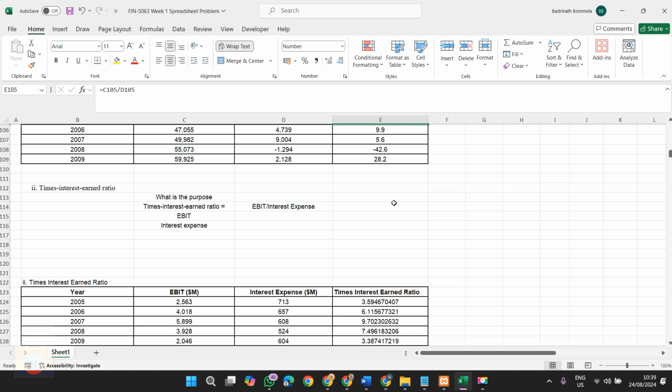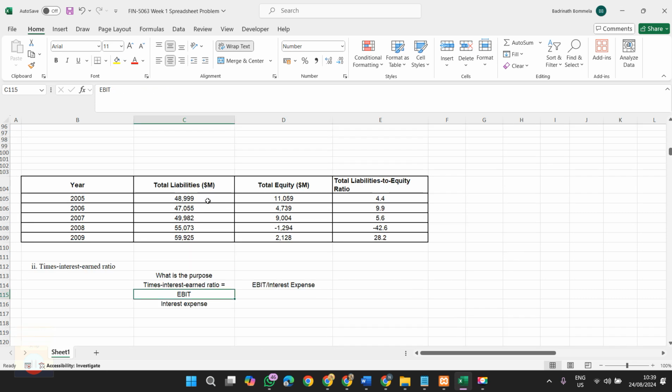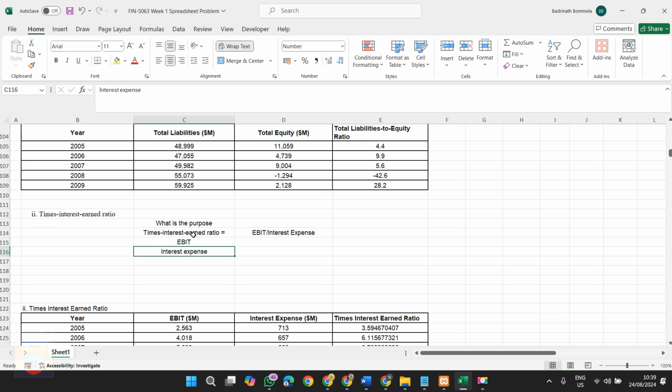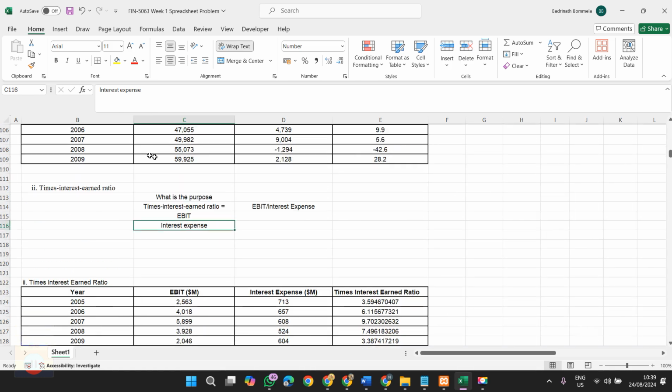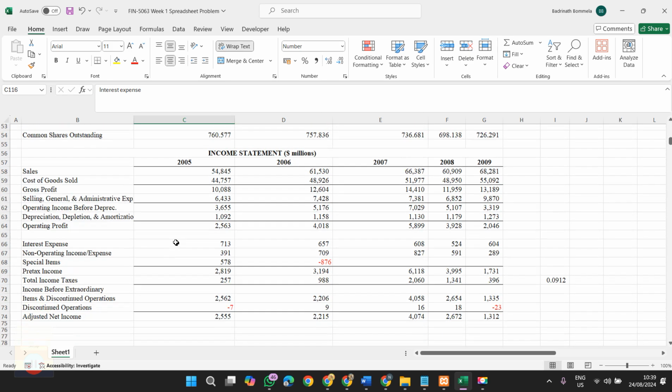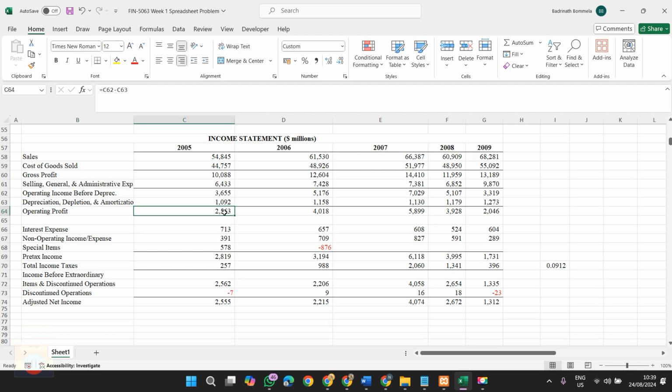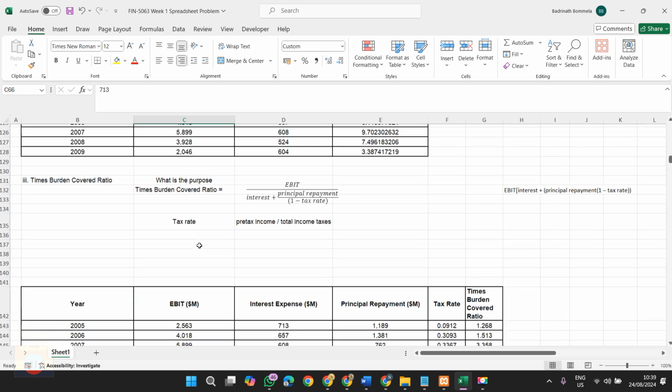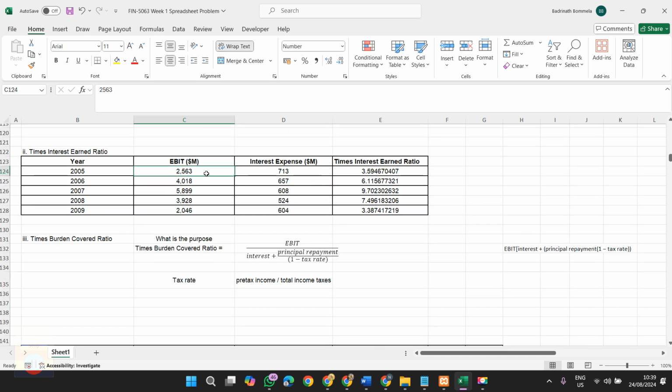Next one is the times interest earned ratio. Similar to that one, you are supposed to discuss what the purpose is and what formula we are using. Then describe what EBIT is and discuss what interest expense is. These values are already mentioned in the given information above. Here you can see EBIT is operating profit, and interest expenses are given straight away. These two values we will take here and use in the calculation.